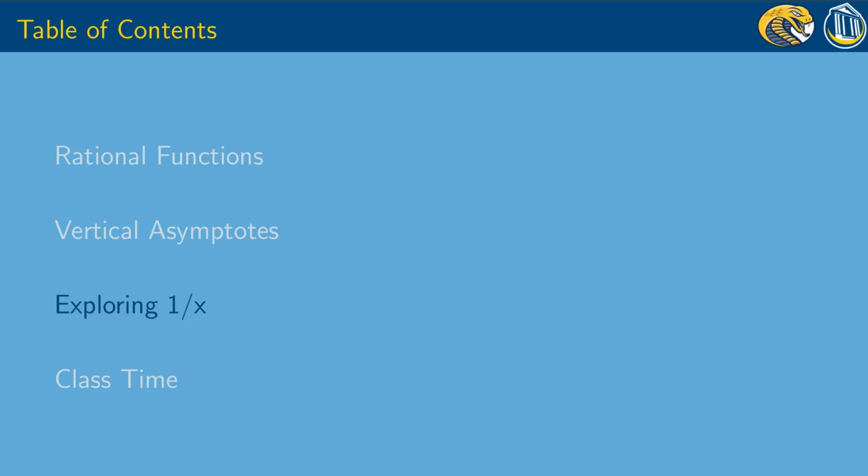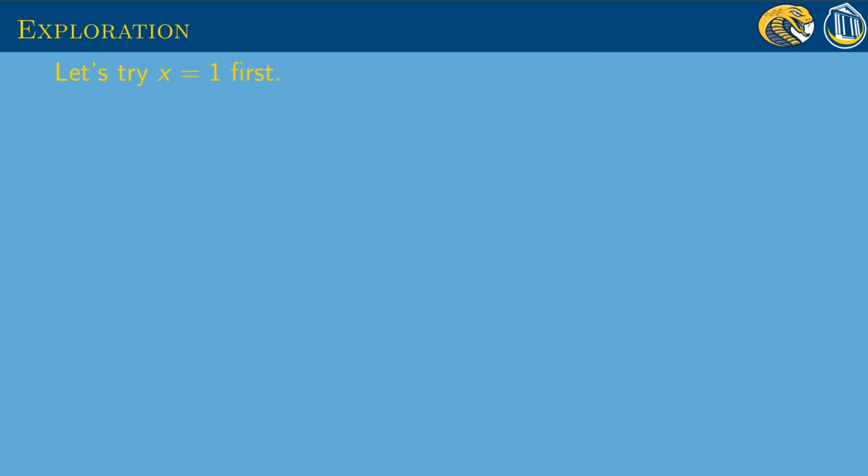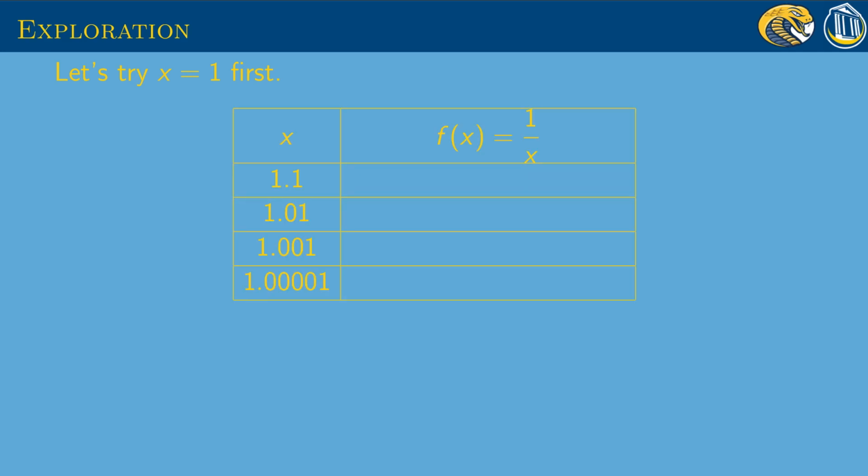So let's talk about a specific function with a vertical asymptote called 1 over x. If you had to guess where the function 1 over x had a vertical asymptote, what might you think? Well, a common guess is to try x equals 1. So let's give that a shot and see what happens.